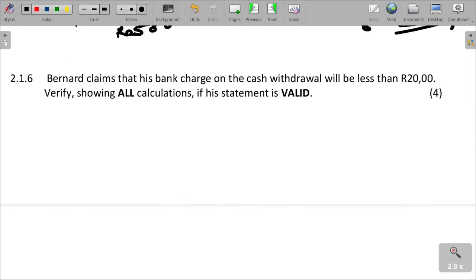2.1.6, Bernard claims that his bank charge on the cash withdrawal will be less than 20 rand. Verify, show your working calculations, if his statement is valid. For 2.1.6, Bernard claimed that his bank charge on the cash withdrawal will be less than 20 rand. Verify that. So we can go to the statement.